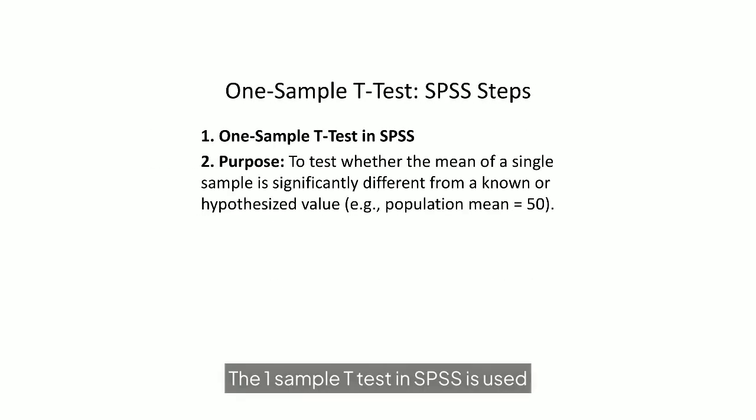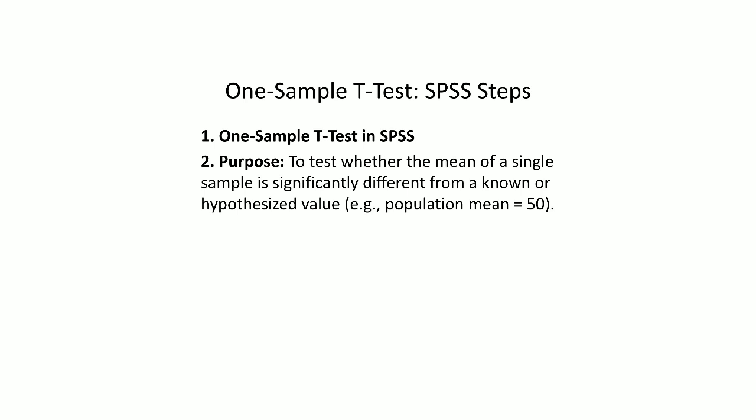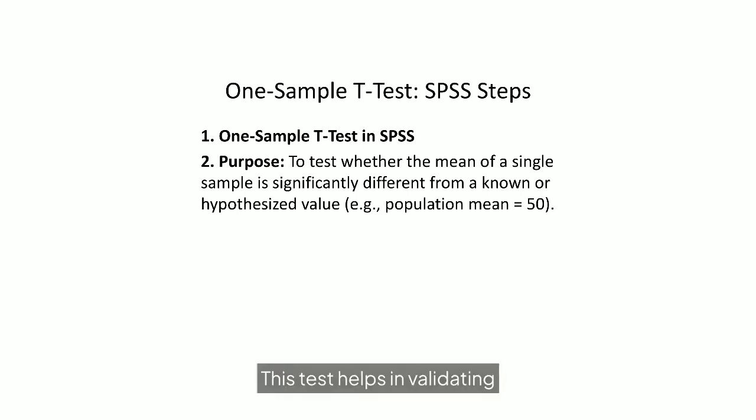The one-sample t-test in SPSS is used to determine if the mean of a single sample is significantly different from a known or hypothesized value, such as a population mean of 50. This test helps in validating assumptions about your data against established benchmarks.